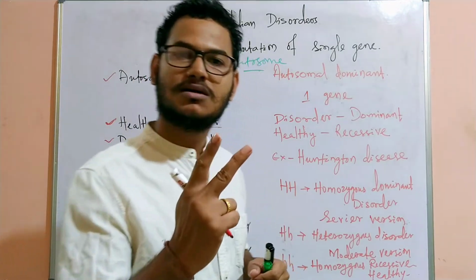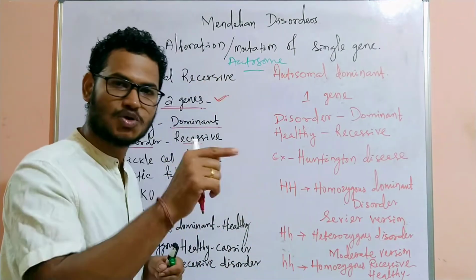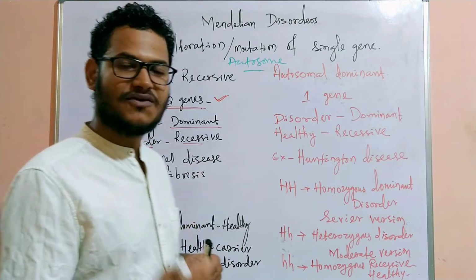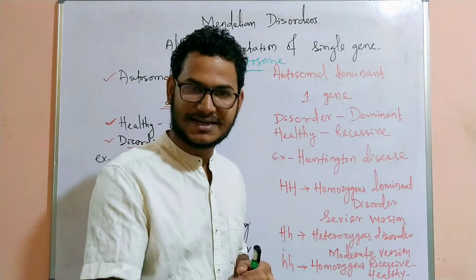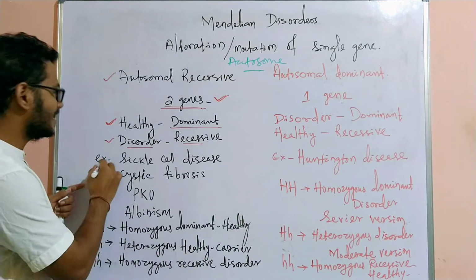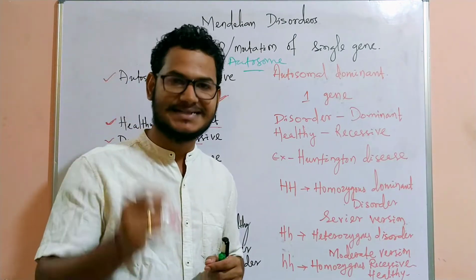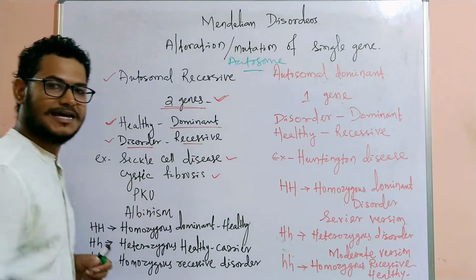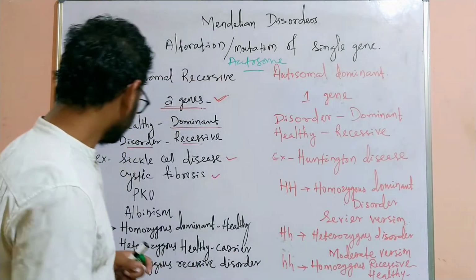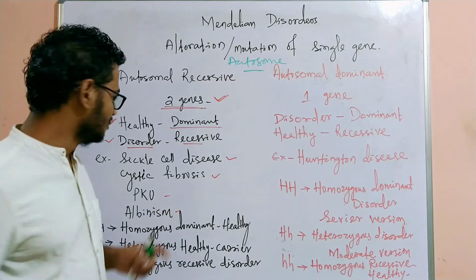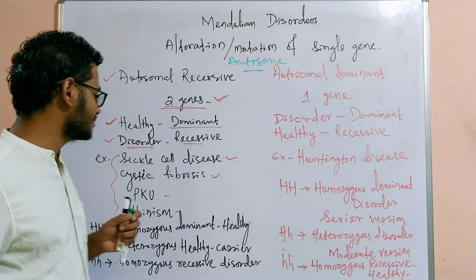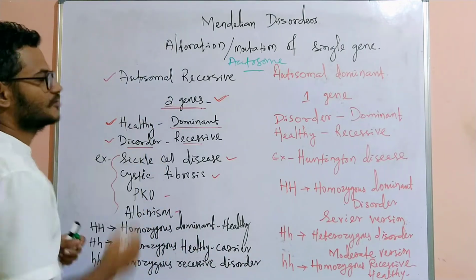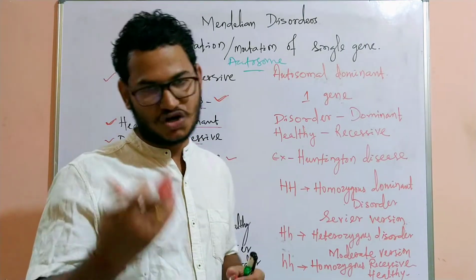So when two alleles or two genes from both the parents have the abnormality, it will be carried to the offspring. The examples of autosomal recessive disorders are sickle cell disease, cystic fibrosis, PKU, meaning phenylketonuria, and albinism. So these are the four examples that are most commonly used to describe autosomal recessive disease or disorder.